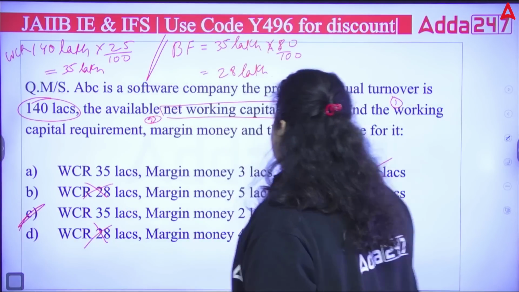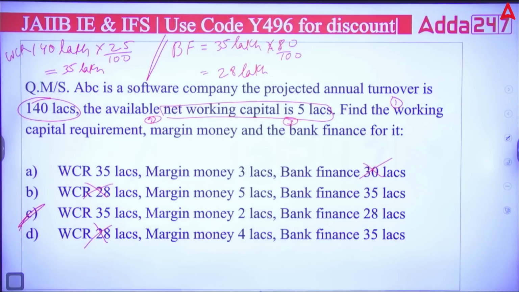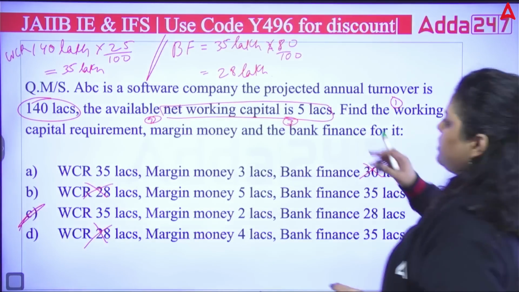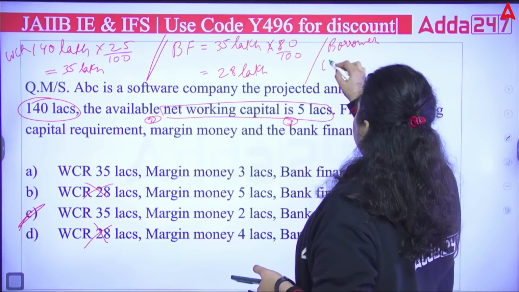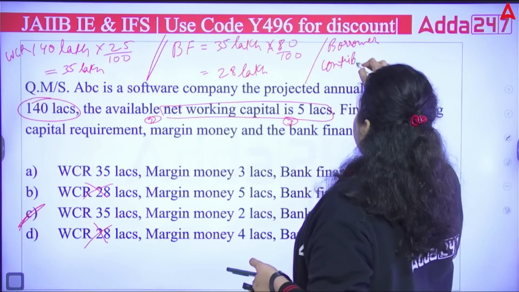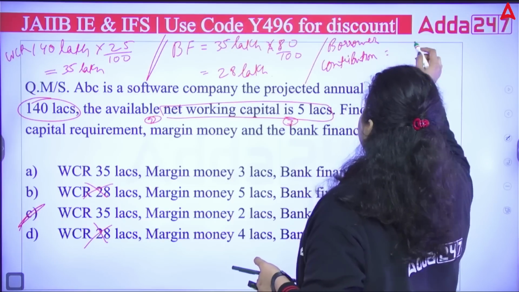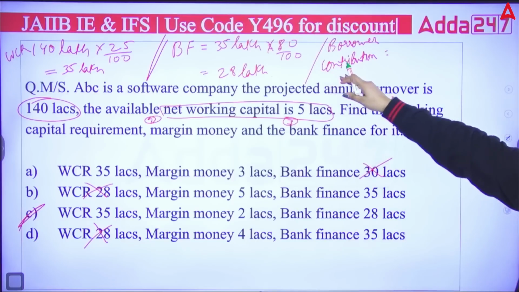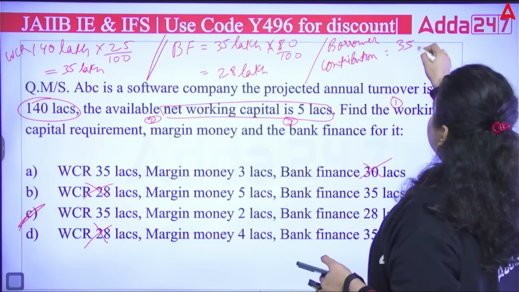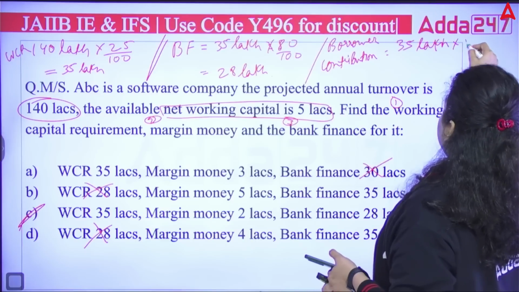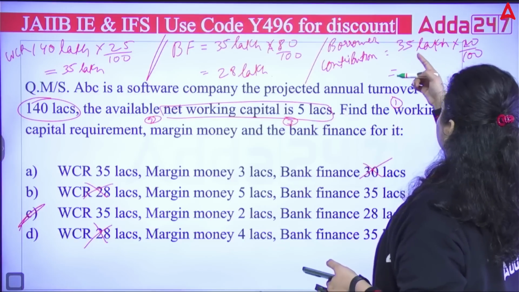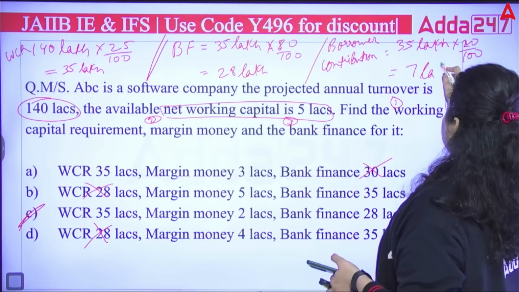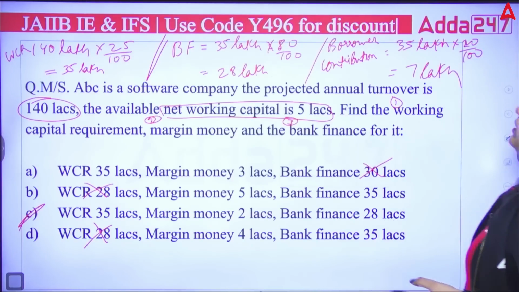But how to calculate margin money now? We have seen the bank finance will be 28 lakhs. So what will be the borrower's contribution? The borrower's contribution will be 20% of this amount. The working capital is 35 lakh, so 20% of 35 lakhs has to be given by the borrower. That will be 7 lakh. So 7 lakh will be given by the borrower.